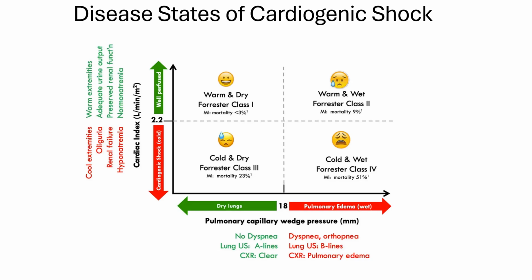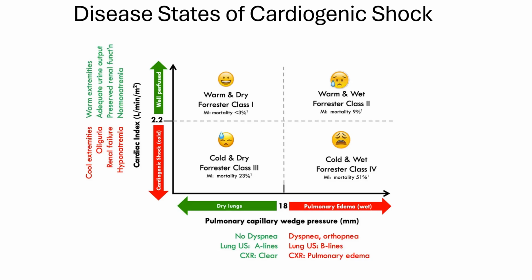Now, if you move over to your right side, and you see this little sad face with the raindrop on his head, that's warm and wet, and that's a Forrester class 2. So warm means they're perfusing well, but they're wet. So this group of people may benefit from diuresis, right? Pulling some of that volume off.